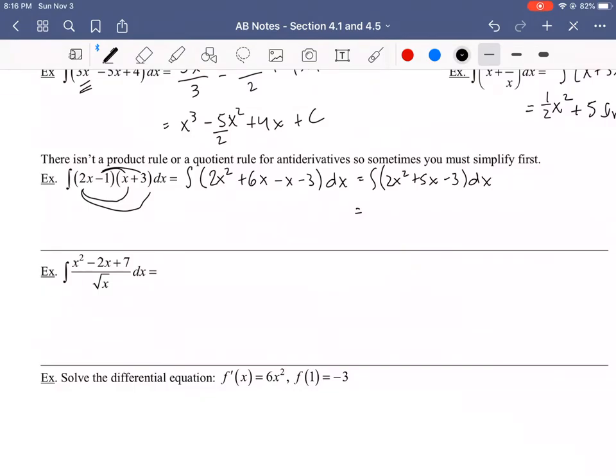I'm going to increase the exponent by 1 and divide by the new exponent, so that becomes 2/3 x cubed plus 5/2 x squared minus 3x, and then of course don't forget plus c.